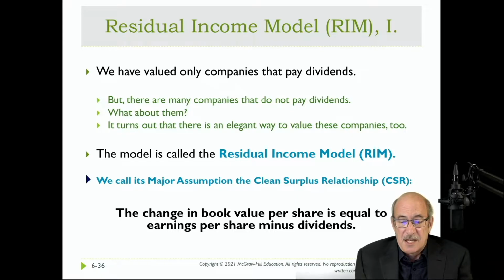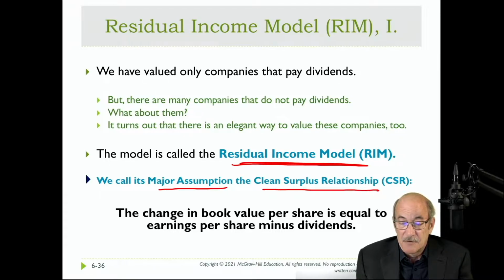So this idea of residual income: there's a relation in accounting called the clean surplus relationship, and basically the change in book value per share is equal to the earnings per share minus the dividend. So we're going to start from that basis. You can think of that as more or less a tautology, I think.